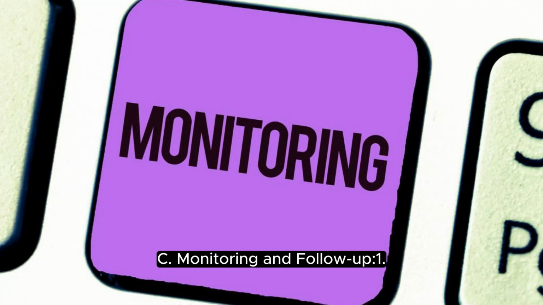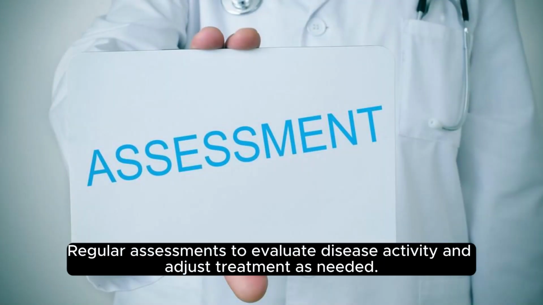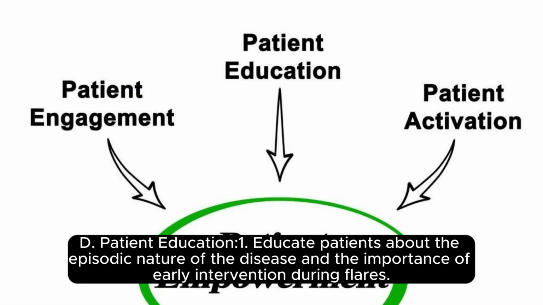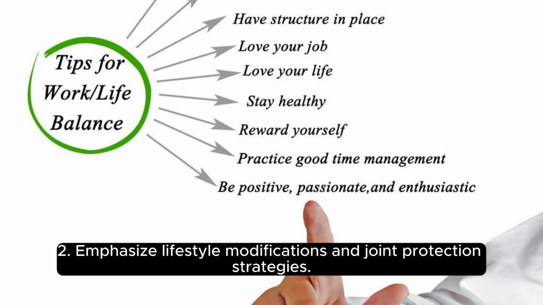C. Monitoring and follow-up. 1. Regular assessments to evaluate disease activity and adjust treatment as needed. 2. Monitoring for progression to more definitive rheumatic diseases, such as rheumatoid arthritis. D. Patient education. 1. Educate patients about the episodic nature of the disease and the importance of early intervention during flares. 2. Emphasize lifestyle modifications and joint protection strategies.